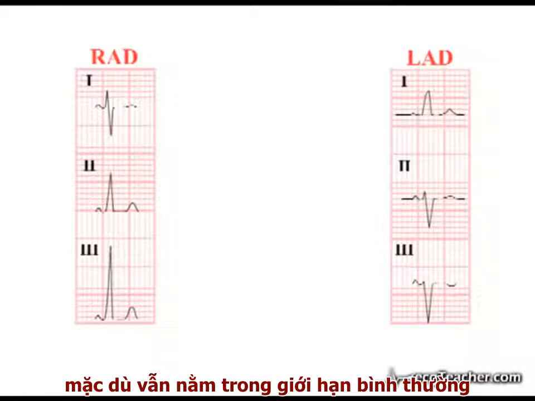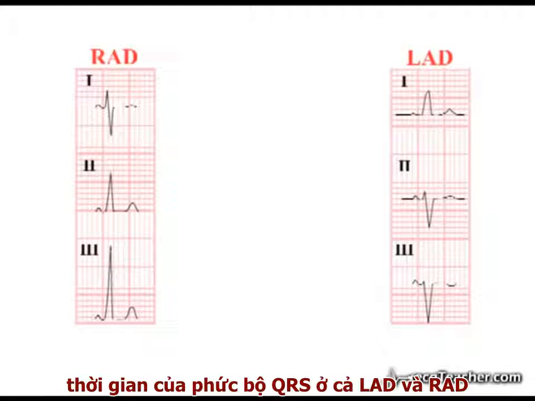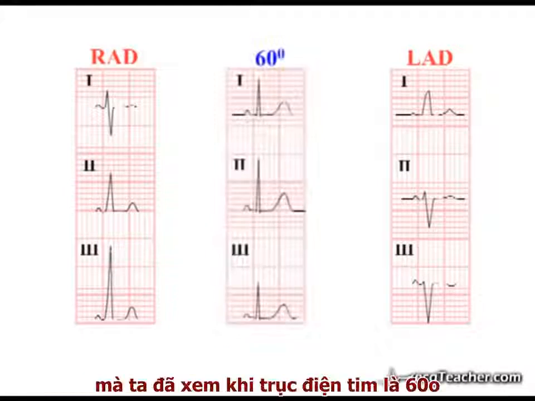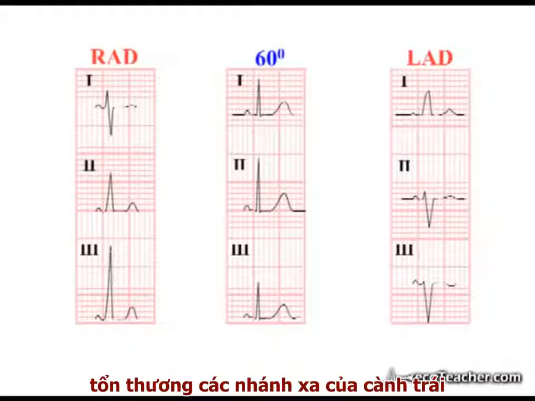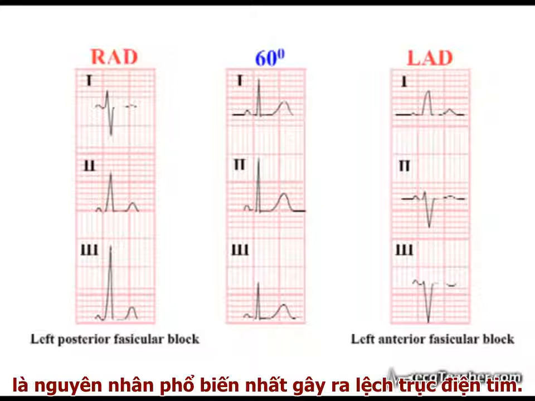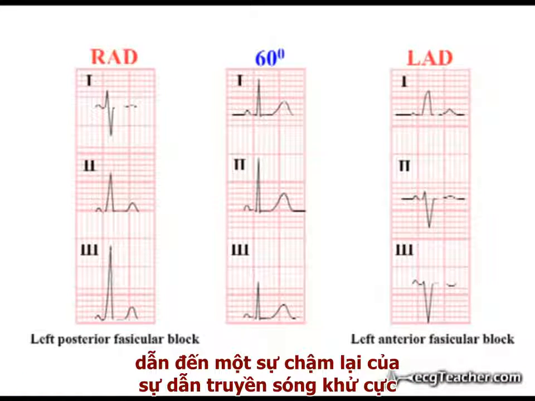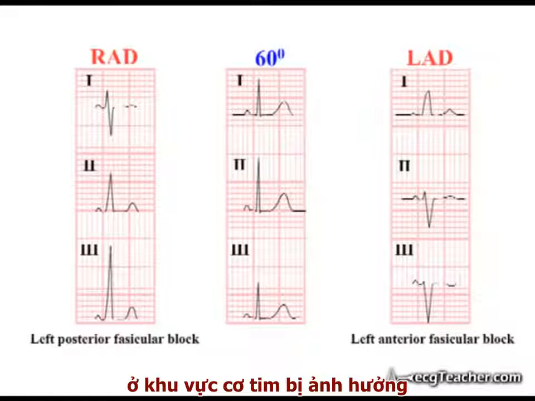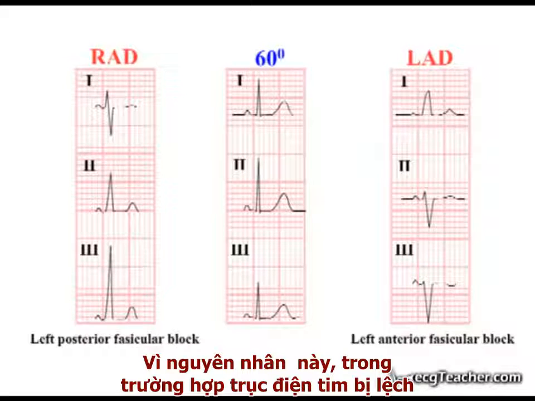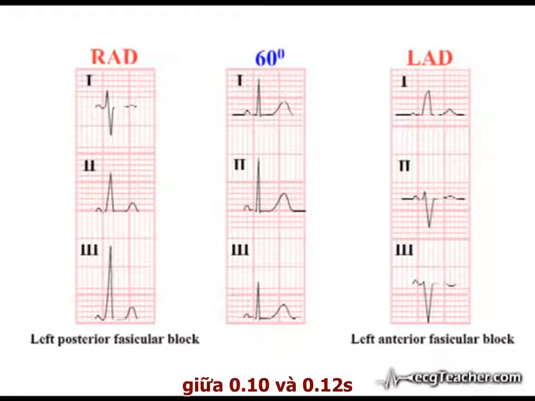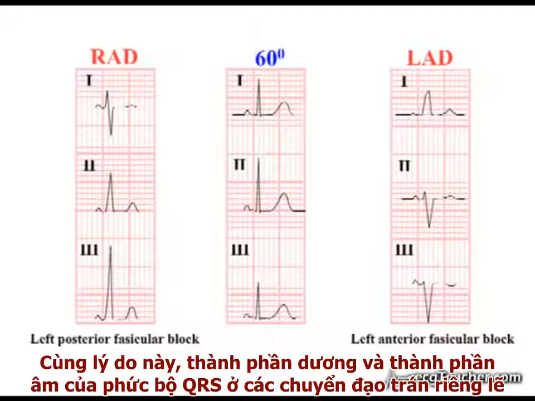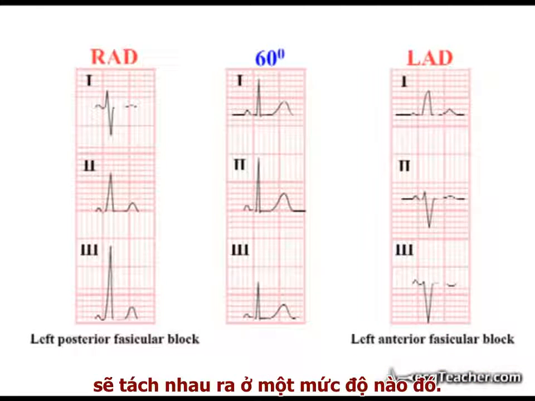You may have noticed that, although still within the normal range, the QRS complexes in both LAD and RAD are somewhat widened compared to our starting readouts with the axis at 60 degrees. Keep in mind that damage to the distal branches of the left bundle branch, the commonest cause of axis deviation, results in a slight delay in depolarization of the affected region of myocardium. For this reason, in axis deviation, the QRS duration tends to be in the upper limit of the normal range, between 0.1 and 0.12 seconds. And positive and negative components of the QRS complex in the individual leads separate to some degree.